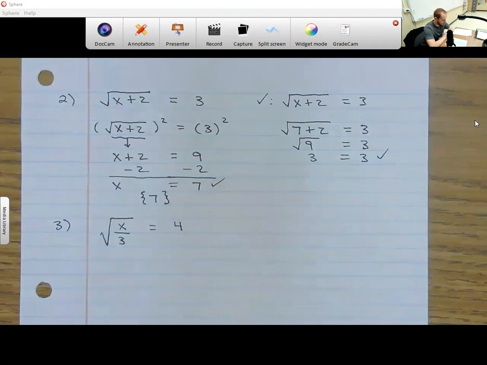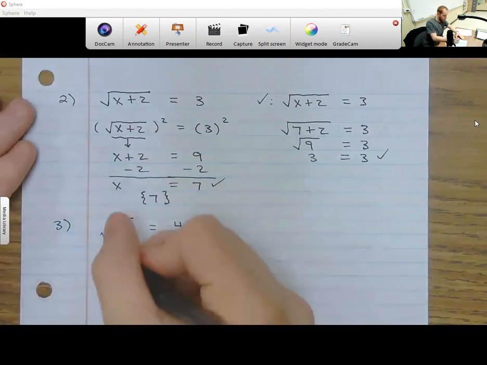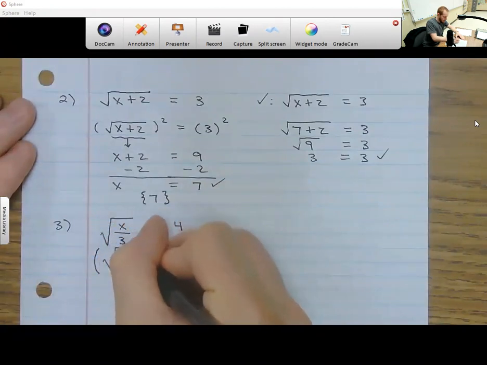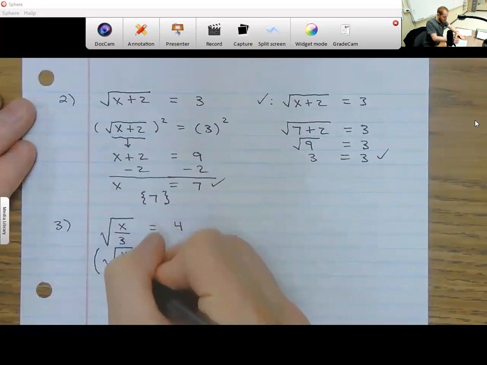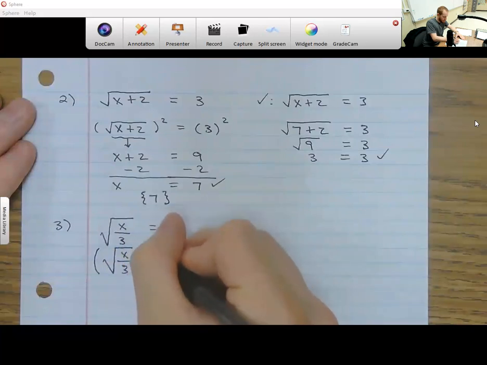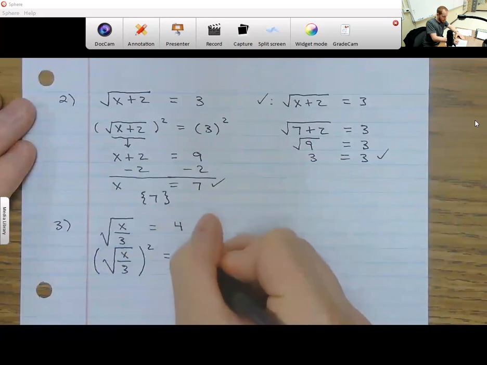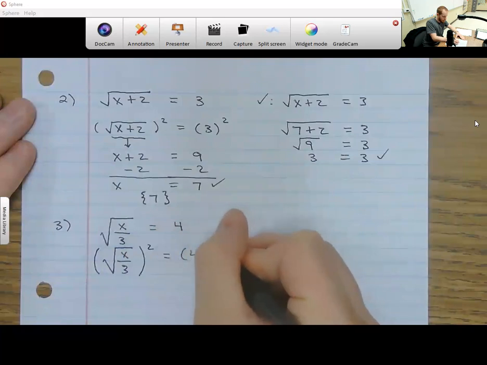Okay? So here I have a tall radical, and that's because I have a fraction on the inside. But that doesn't really change anything. You still solve it like any other radical equation. You would start off by squaring both sides because I want to get rid of that square root right there. So I'm going to write this in parentheses. Square root of x over 3, square that. And then on the other side, I'm going to have 4 squared.